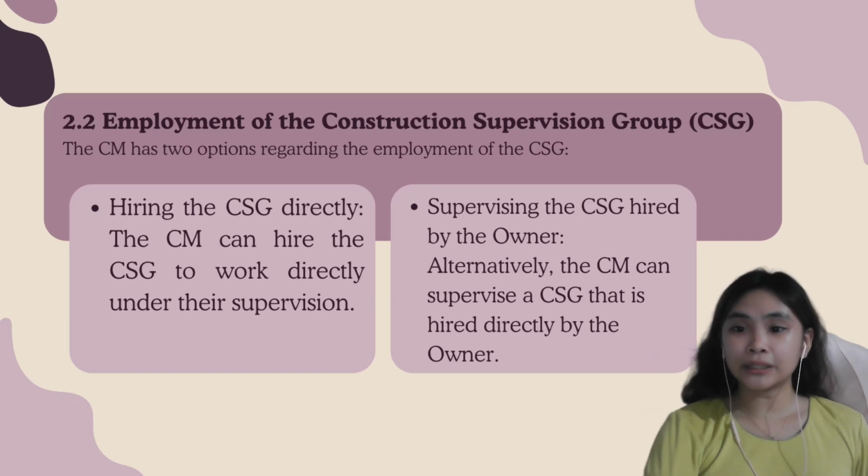In this case, the CSG is not employed by the CM, but still works under their supervision to ensure that all construction activities are properly managed and coordinated. This structure allows flexibility in how the CSG is managed, ensuring that the CM can effectively oversee the construction process while maintaining control over quality, cost, and time.